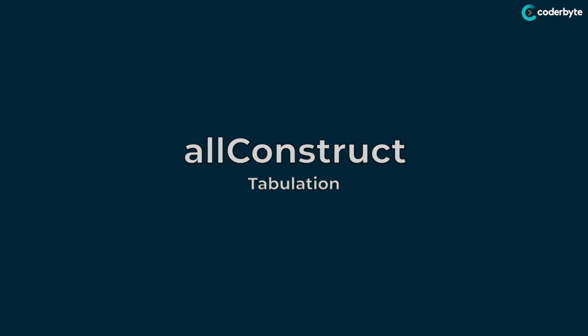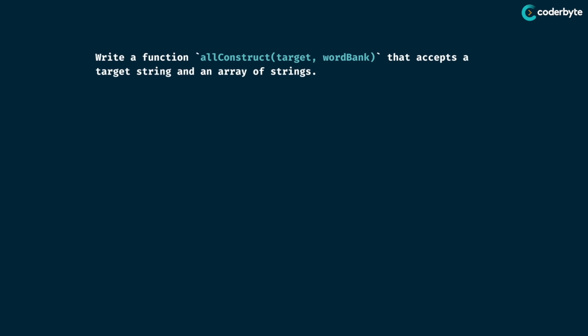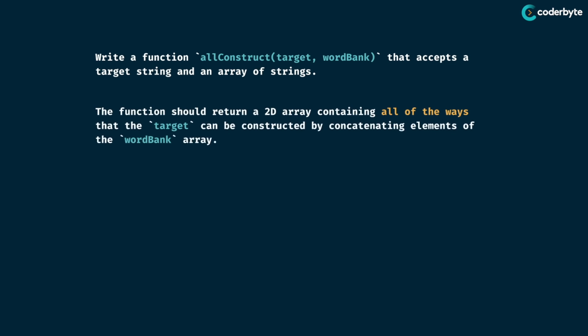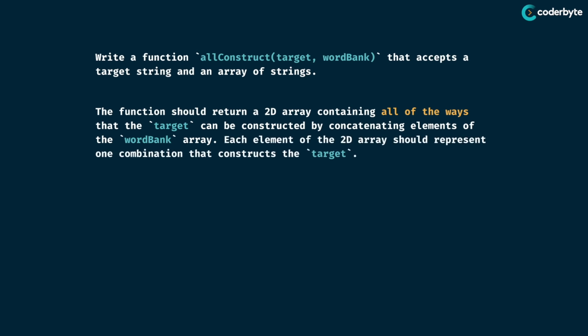Let's do one more problem together. Let's revisit that all construct problem. So we're still taking in our target string as well as an array of words in a word bank, but this time you want to return all of the ways that you could construct the target by concatenating elements of the word bank. So here you need to return a 2D array. That means a single element of the array represents one combination that makes the target. And like usual, we can reuse elements of the word bank as many times as we see fit.